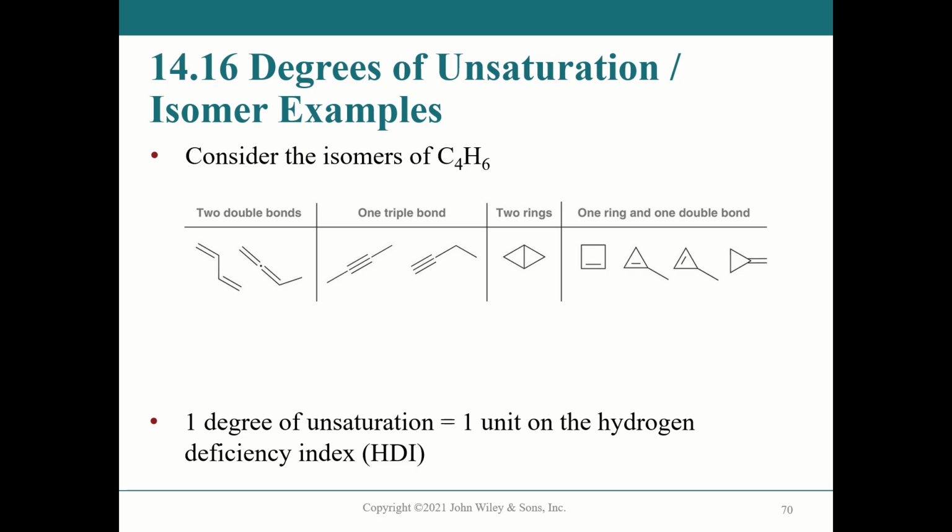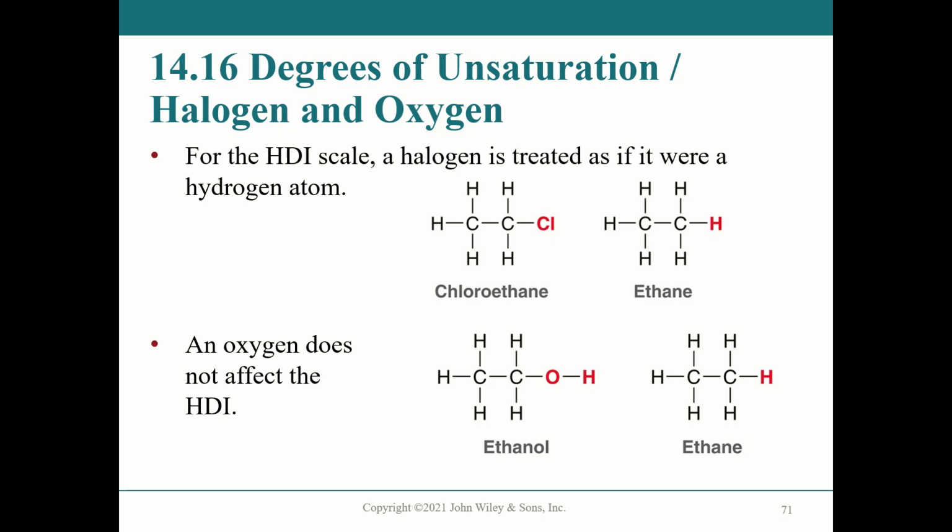And so here we're looking at all the possibilities of isomers of C4H6 where there would be 2 degrees of unsaturation: either 2 pi bonds from 2 double bonds, 2 pi bonds from a triple bond, or 2 degrees of unsaturation from 2 rings, or a ring and a pi bond that both add up to 2 degrees of unsaturation.